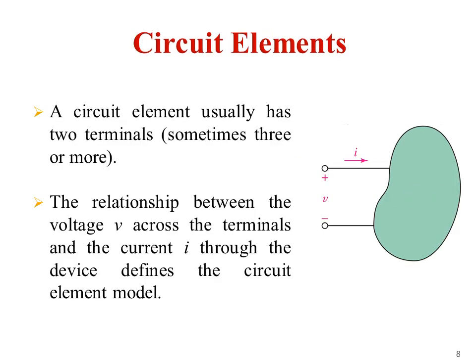Now, circuit elements. A circuit element usually has two terminals, sometimes 3 or more. The relationship between the voltage V across the terminals and the current I through the device defines the circuit element model. If you observe this diagram, here we are applying the voltage and we are applying the current. Depending upon the relationship between this voltage and this current, that relation will decide the nature of this circuit element.